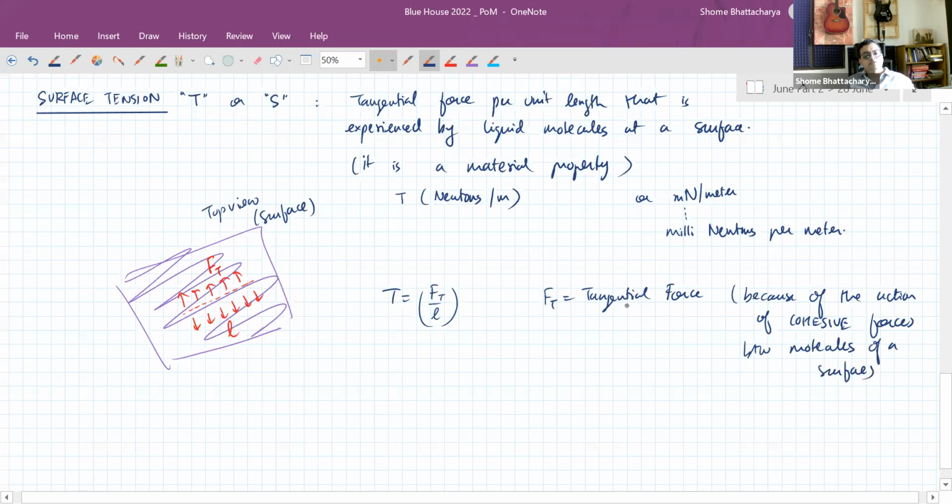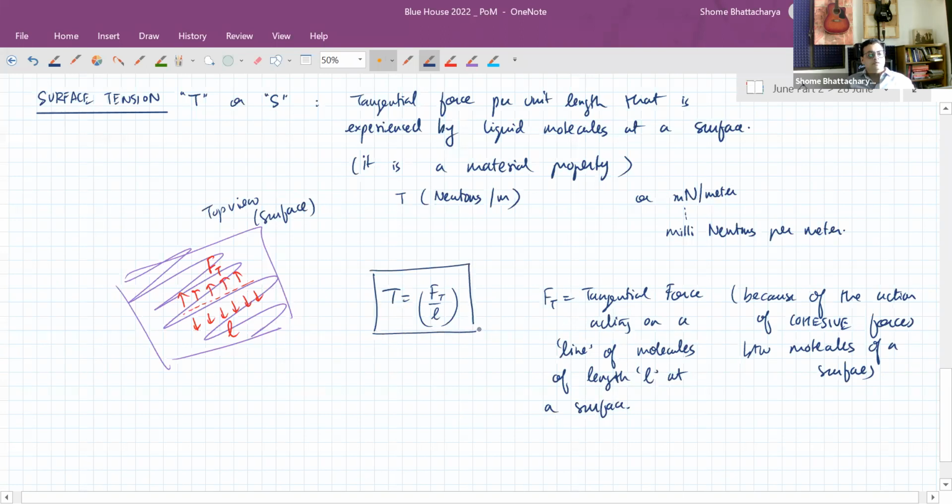So that tangential force acting on a line of molecules of length L at a surface, that is Ft. So that per unit length, that is what we mathematically define as surface tension.